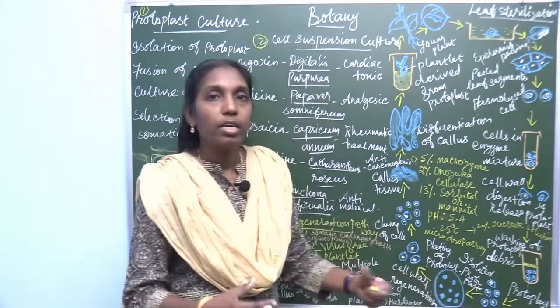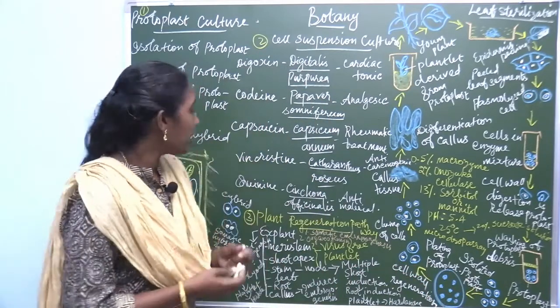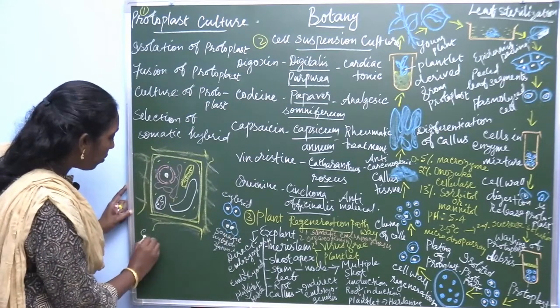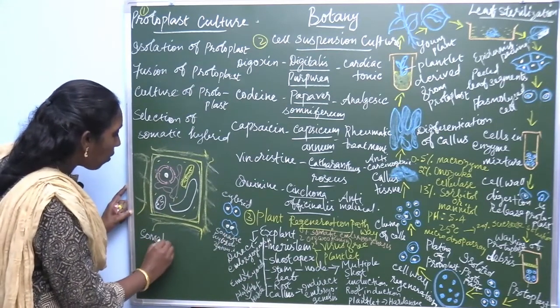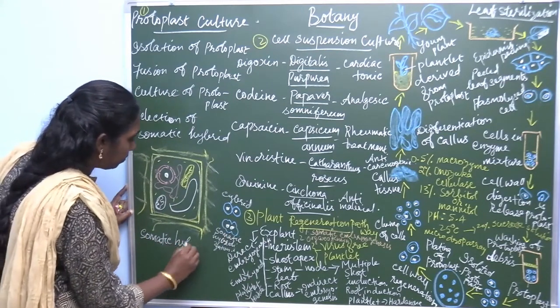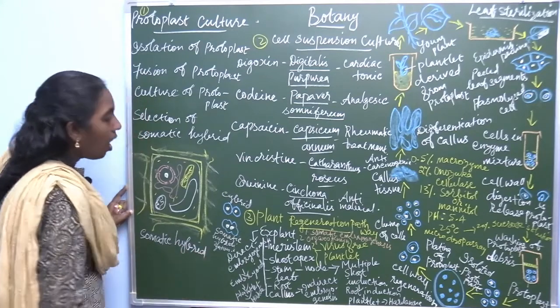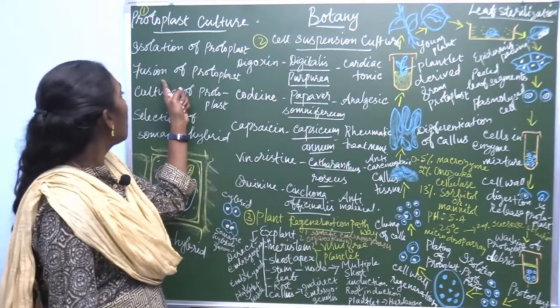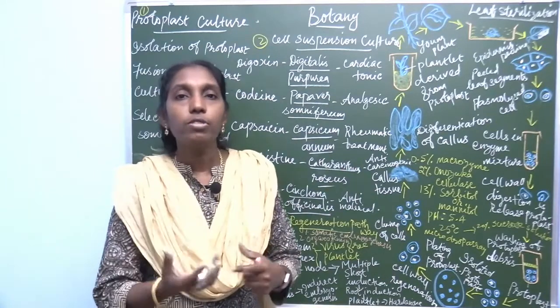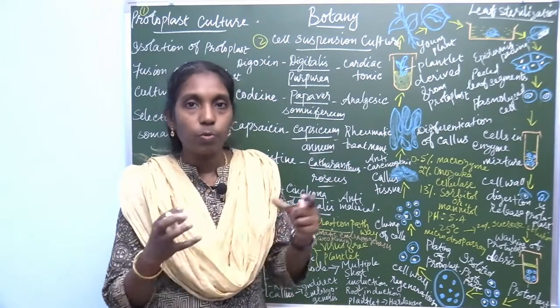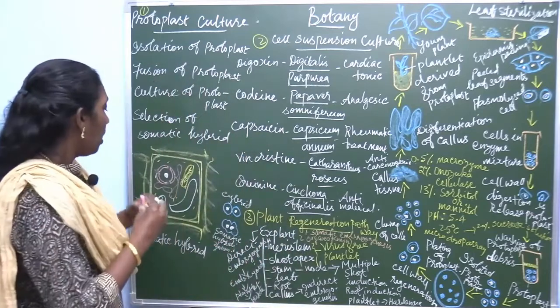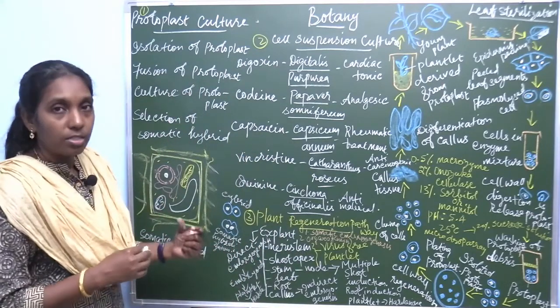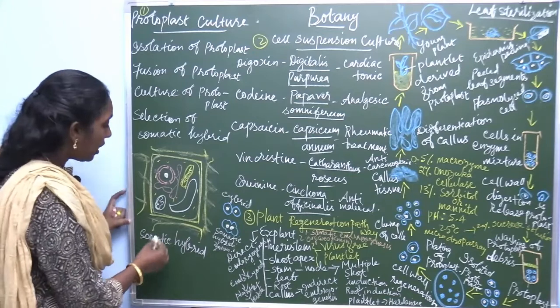So fusion here produces a somatic hybrid. The hybrid produced is named a somatic hybrid. How to obtain this somatic hybrid? The next process is fusion. For making the protoplasts fuse, they are treated with a fusogenic agent.